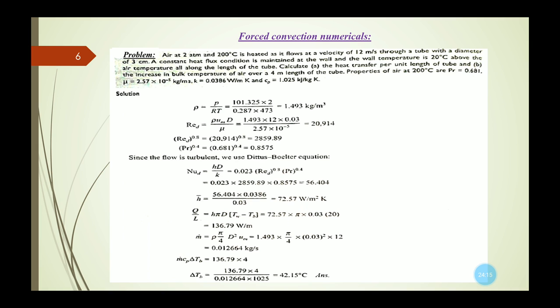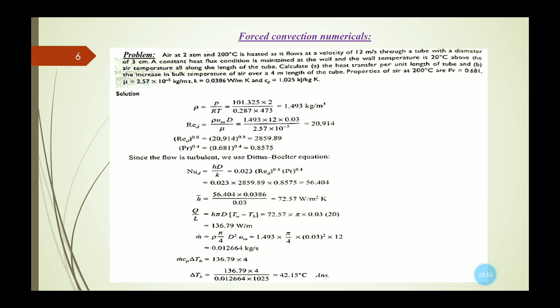Air at 2 atmosphere and 200 degrees centigrade is heated as it flows at a velocity of 12 meter per second through a tube with a diameter of 3 centimeter. A constant heat flux condition is maintained at the wall, and the wall temperature is 20 degrees centigrade above the air temperature all along the length of the tube. So we need to calculate the heat transfer per unit length of tube and the increase in bulk temperature of air over a 4 meter length of the tube.